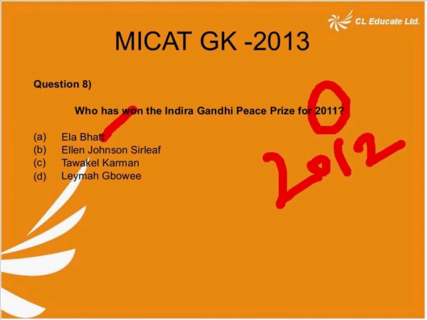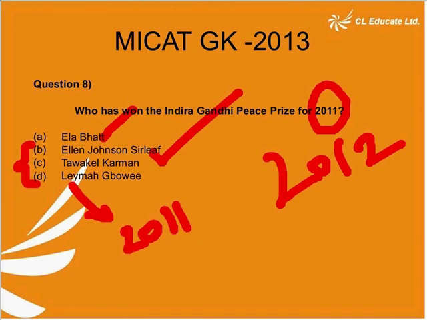In 2012, the answer is Ellen Johnson Sirleaf. Ellen Johnson Sirleaf is from which country? From Liberia. She was the head. Now, these three were the women who got the Nobel Prize for Peace in 2011: Tawakkol Karman, Leymah Gbowee, Ellen Johnson Sirleaf. All these three got the Nobel Prize for Peace in 2011.